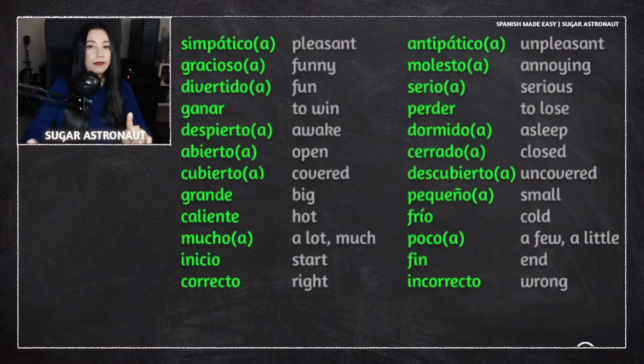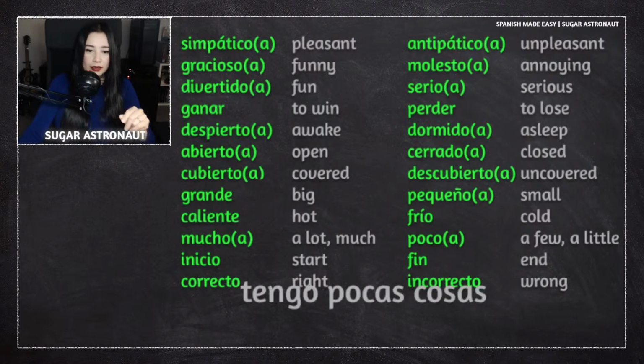By the way, inicio can be plural, inicios, but not feminine. Fin can be plural, but usually it's used only in the singular, and it stays the same. It just doesn't have a grammatical gender.